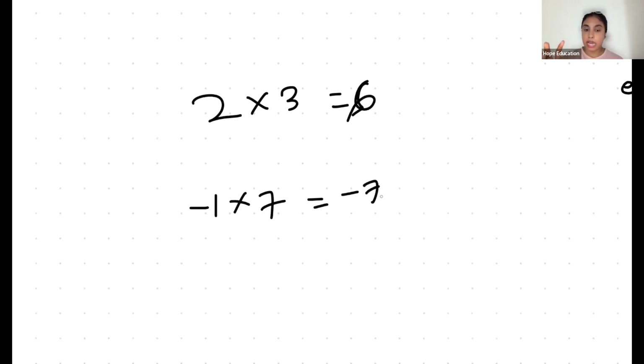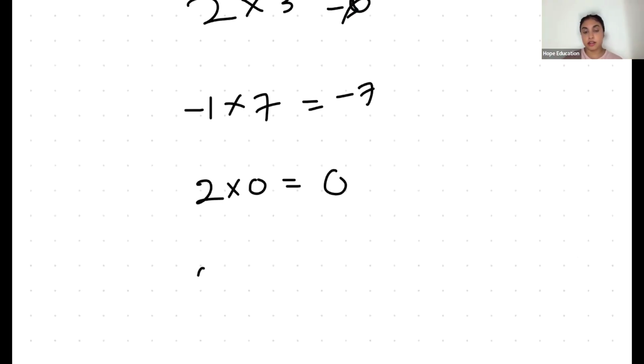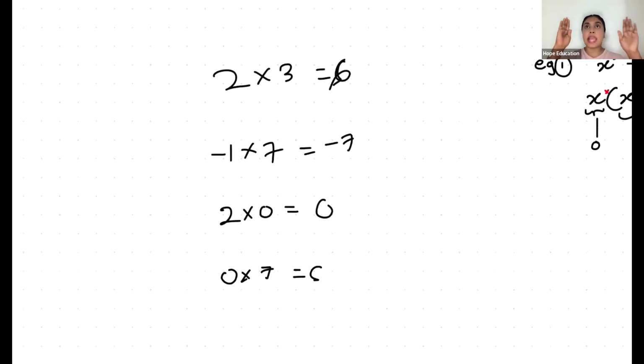Any two numbers with a value, when they are being multiplied, the final answer will always have a value. But let's say 2 multiplied by 0, now the answer will be 0. Or let's say 0 multiplied by 7, that will also be 0. So when any two numbers with a value are being multiplied, the answer will also have a value.